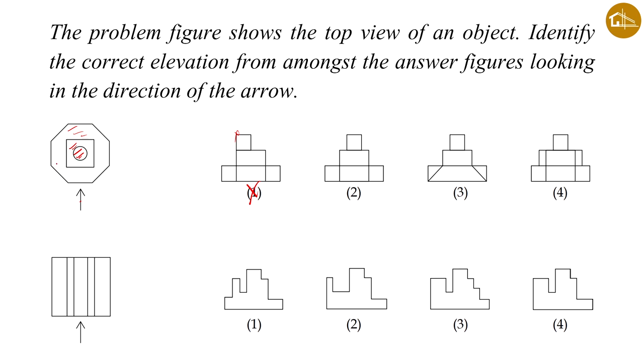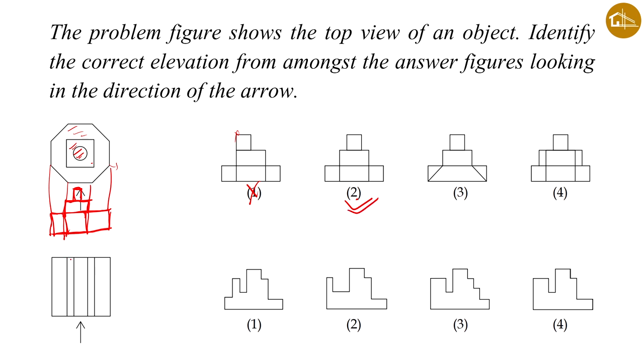Now, if we try to make it with the help of projection, first of all, we will make the base one. Okay. So base will be like this. This is the base. And second level, this will be like this, and this thing, the circular thing, will be like this. So if we compare with the options, the second one is something which looks like the answer. Okay, so this is the correct answer.